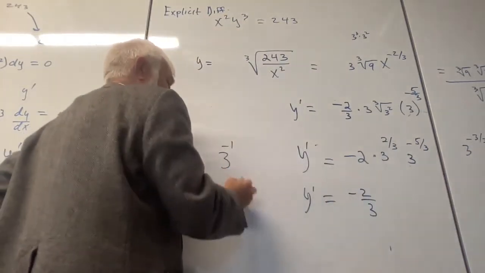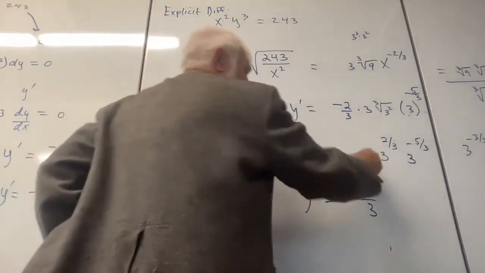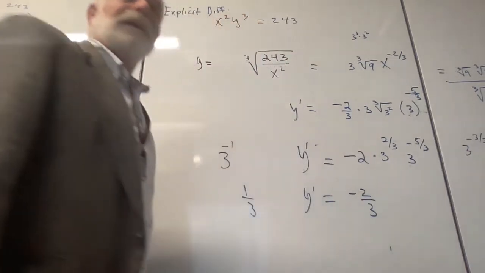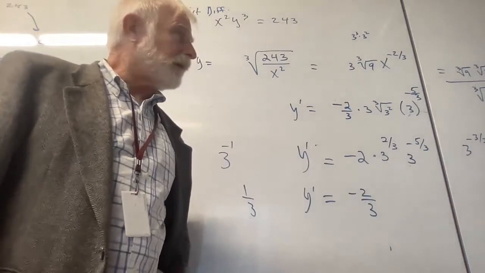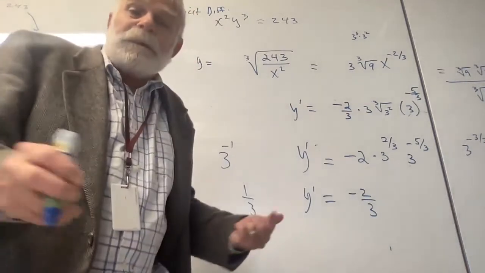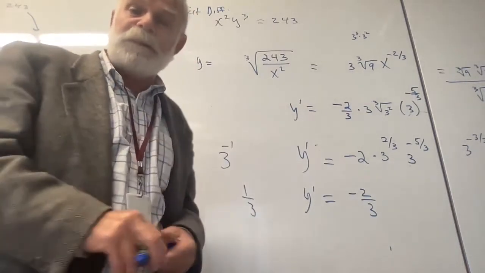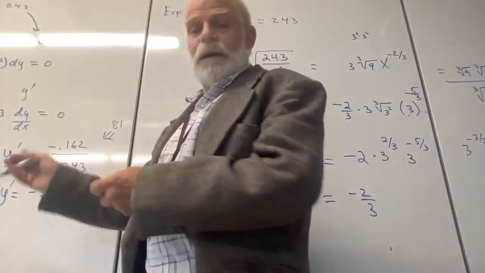3 to the negative 1, which is 1/3. And 1/3 times -2 is negative 2/3. My, oh my. We got the same answer, whether we did it implicitly or explicitly. That's nice to see the numbers work. It's nice to attach it to geometry, right?